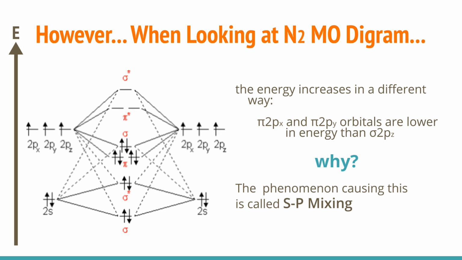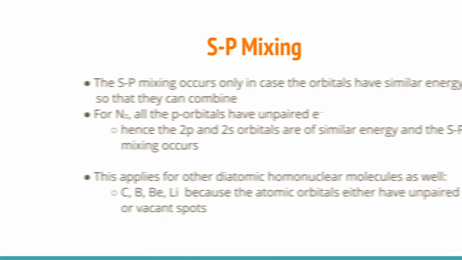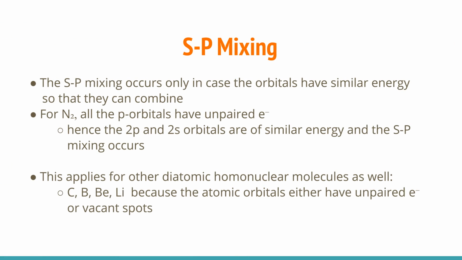As a result, sigma star 2s and sigma 2s are lowered in energy, and sigma 2p and sigma star 2p are going up in energy, so that they become higher in energy than the pi 2p orbital and pi star 2p orbital. Keep in mind that sp mixing occurs only in case the orbitals have similar energy so that they can combine. This sp mixing occurs as well for carbon, boron, beryllium, and lithium because of atomic orbitals having unpaired electrons or being vacant.